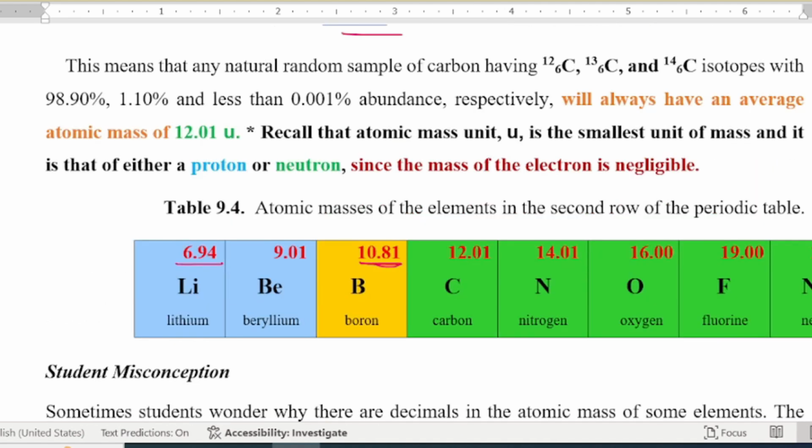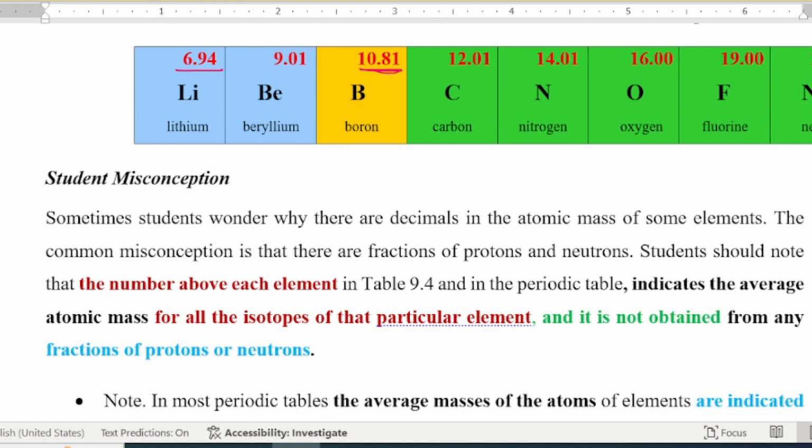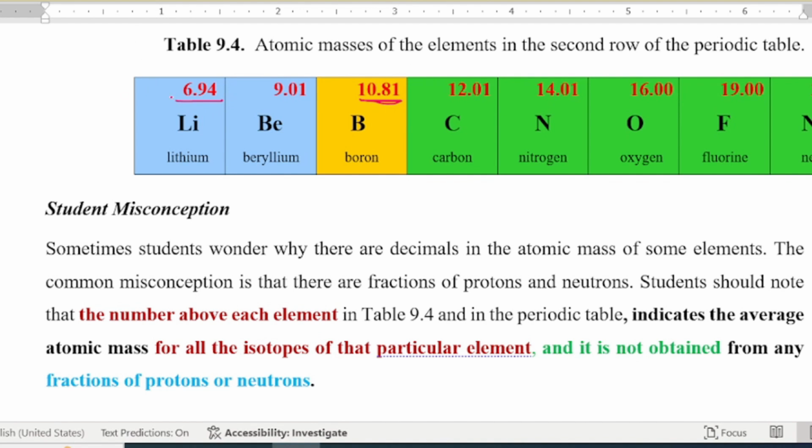So I want to point out something here to you: you'll see something like this in the periodic table. And if you didn't understand isotopes and how you find their average atomic masses, you'd want to know where you're getting these decimals from. Note that these decimals are the result of finding the average atomic mass for all the isotopes of these elements. Sometimes people might ask how we are getting these decimals. They might feel that you're using fractions of protons and neutrons. Note that they're not fractions of protons and neutrons. They're just the result of finding the average mass for all the isotopes of these elements.